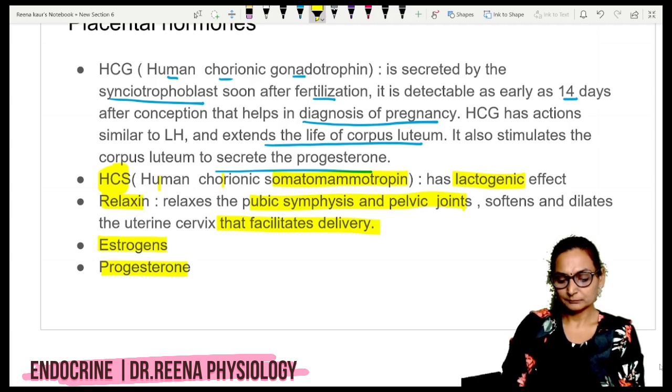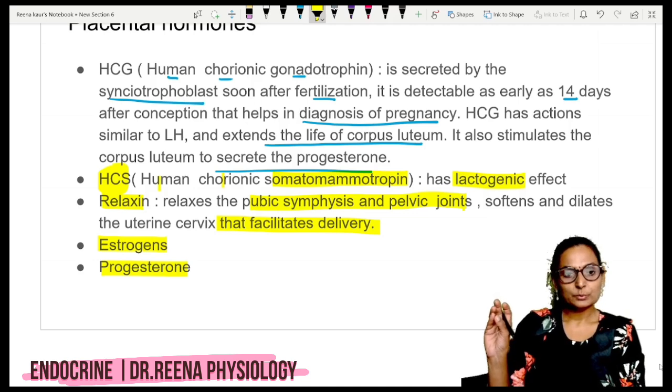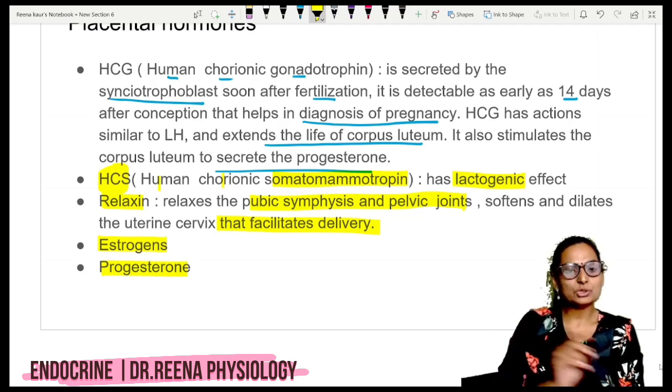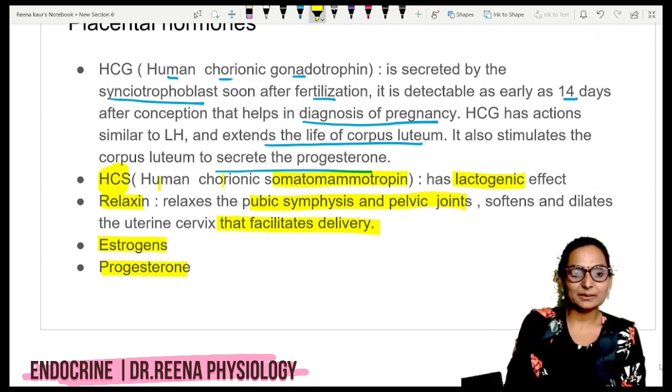Done with this? So HCG, HCS, estrogens, progesterones, relaxin. They are the hormones of the placenta, or secreted by the placenta.